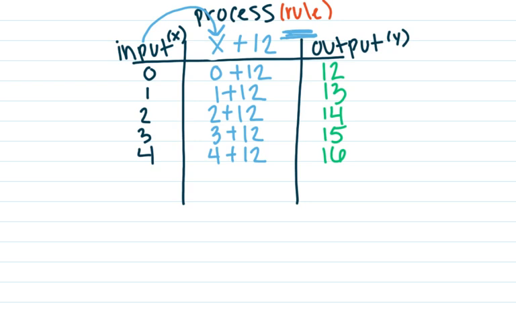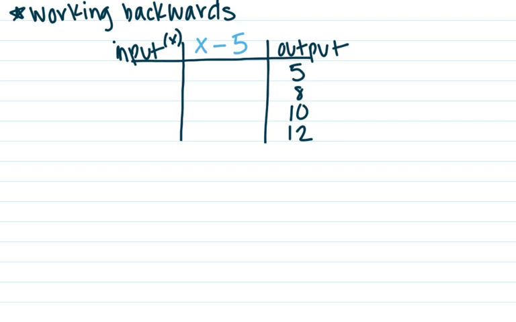Now, one more thing that you need to know about is what if they make me work backwards? So instead of giving me the inputs, they give me the outputs, and they want me to work backwards and figure out what numbers are supposed to go in this column. All right, so let's take a look at what we can do. We have the process here. We have the rule. The rule for this table is these x's here are going to be minus 5, and when I do that, they equal these numbers in the output column.